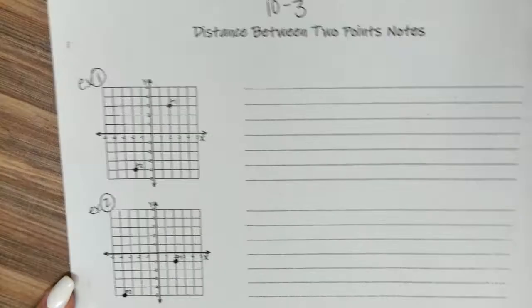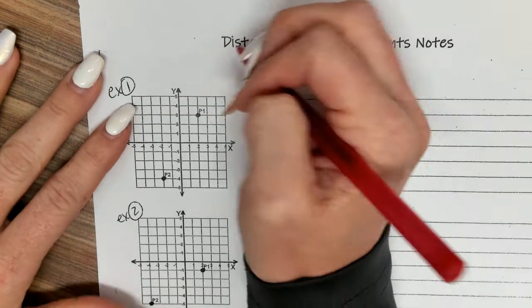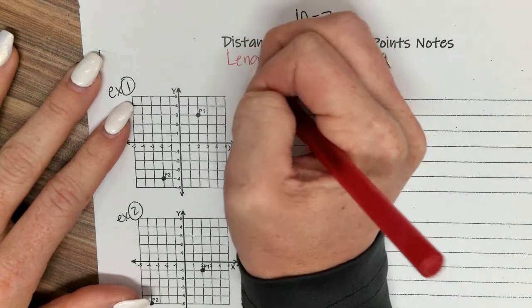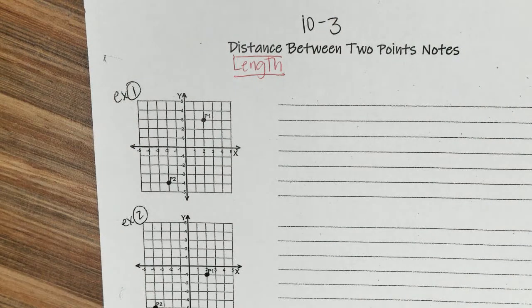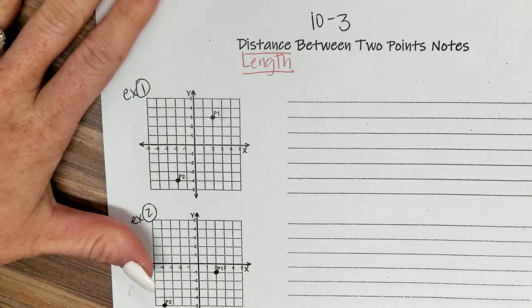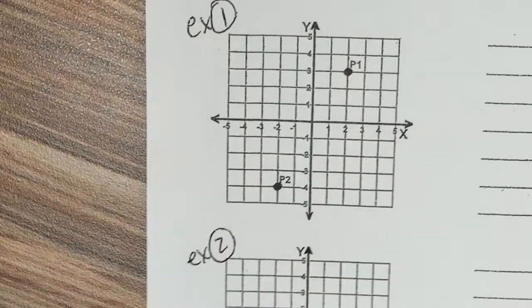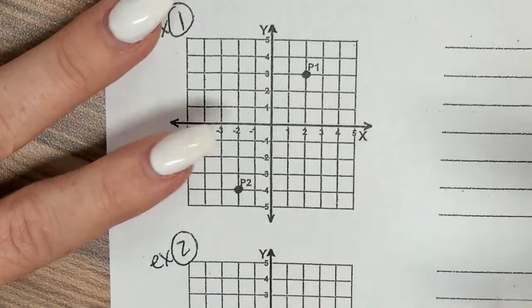Okay, so like I said, today's the last day that we're going to talk about Pythagorean theorem before we move on. Today is called the distance, and what I want y'all to write is length right under that. The STAR test likes to use these two words, distance or length, between 2 points.